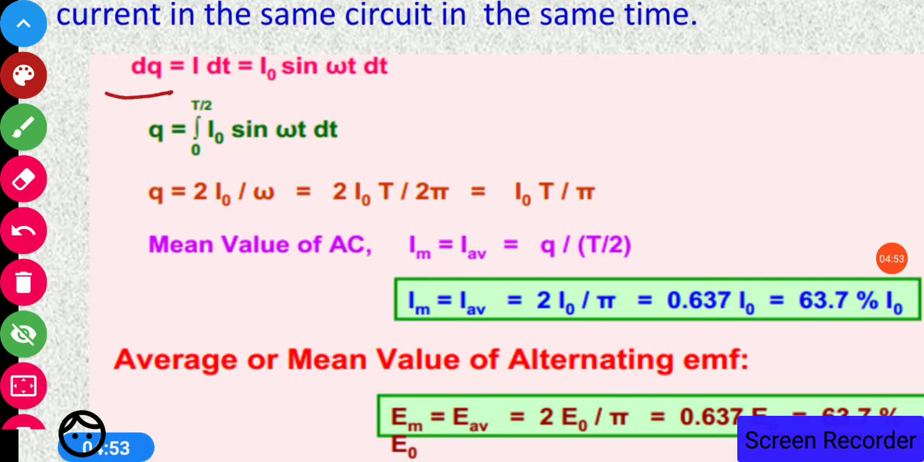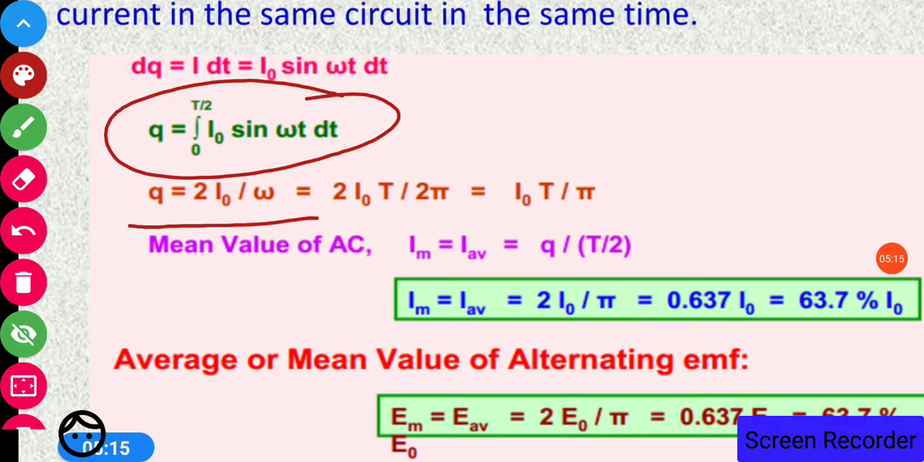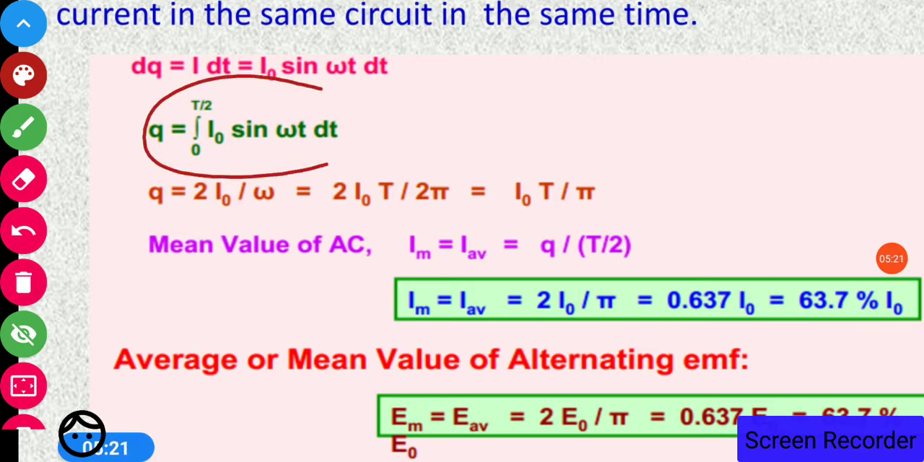To find the total value of the charge, we have to integrate. So integrating this expression, it is to be integrated between 0 to T by 2, because we will calculate the mean value only for the half cycle. So when we integrate this term, the result comes to 2 I naught upon omega. Now for the maths students, it is very easy to simplify this term.